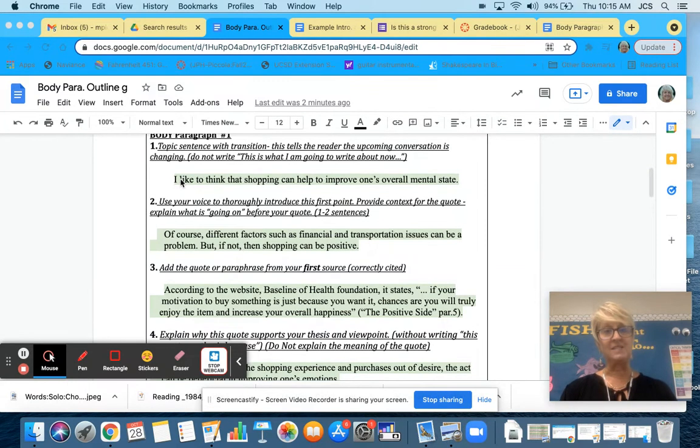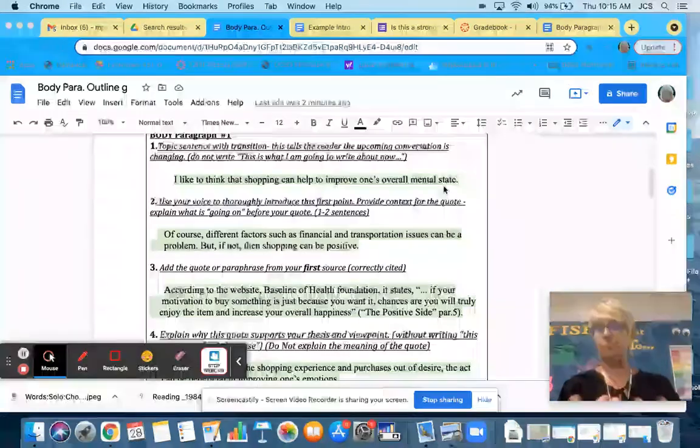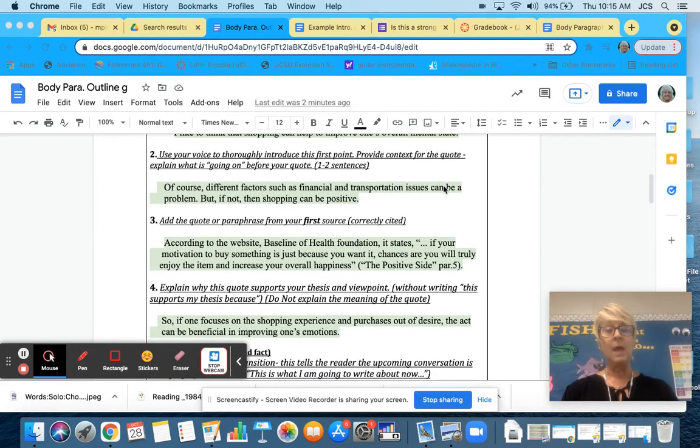My first topic sentence is, I like to think that shopping can help improve one's overall mental state. That's going to introduce to the reader what I'm going to talk about and how I'm going to prove my thesis. My next sentence is going to provide a context. What's going on before my quote? And it can be 1 to 2 sentences.